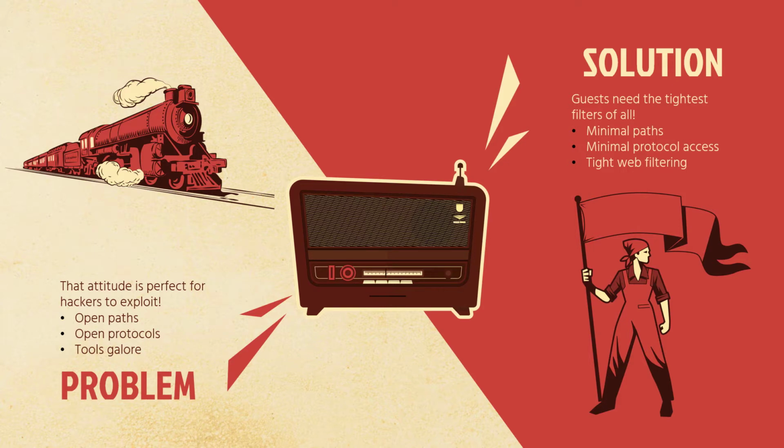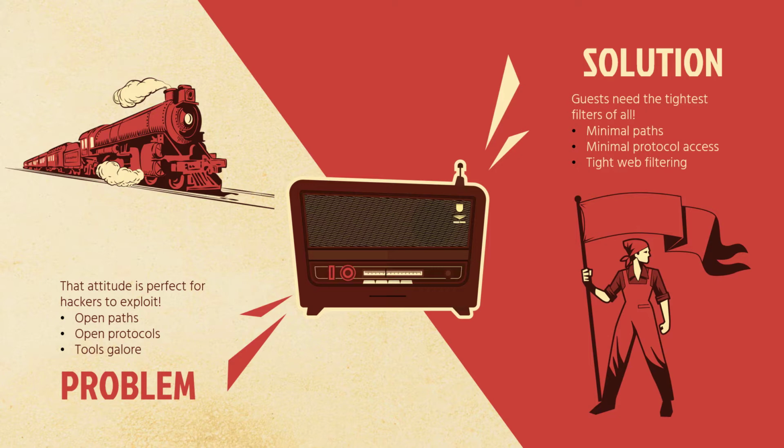Here's the problem with having an insecure guest network. This is a perfect attitude for hackers to exploit. There are open paths, there are open protocols, and there are tools galore you can get online, whether it be hardware bought off Amazon or tons of programs even just off hacker forums, to exploit that wireless network to get in and look at your resources. Now the solution, I think, is the guests need the tightest filters of all.